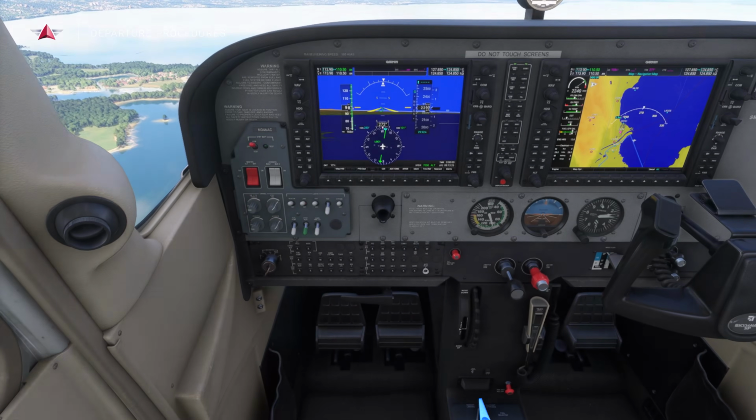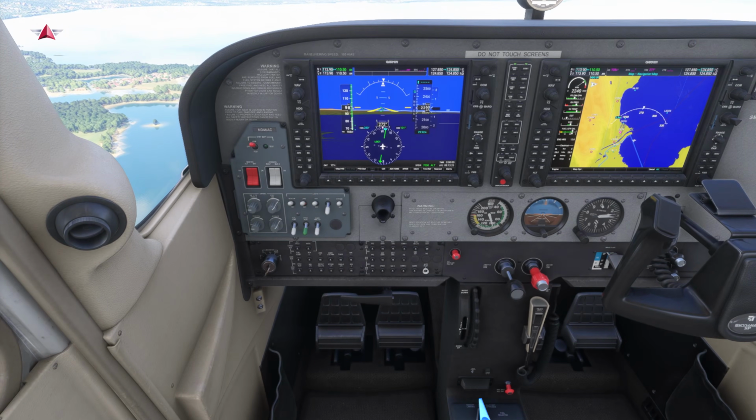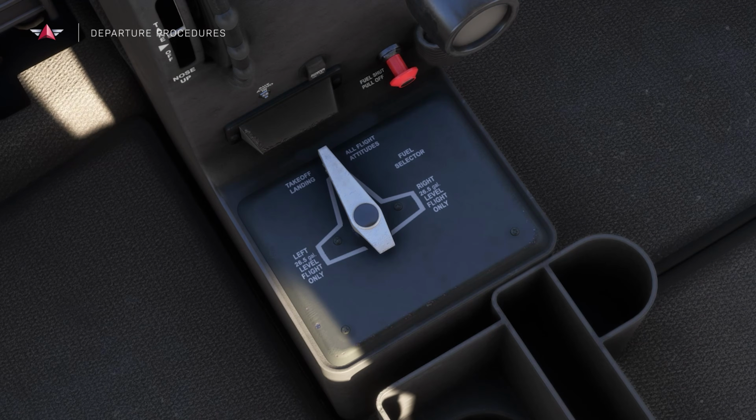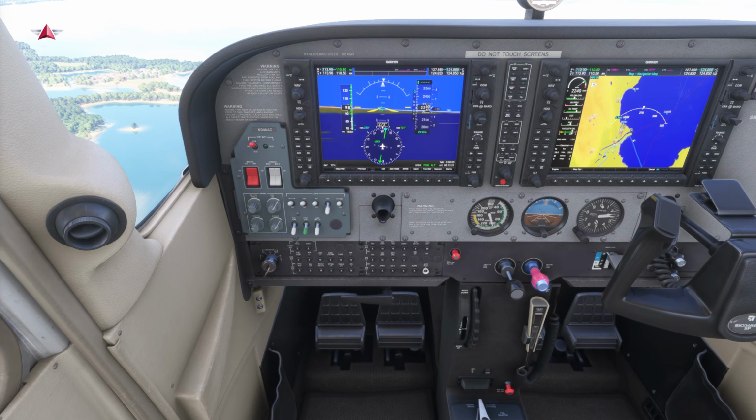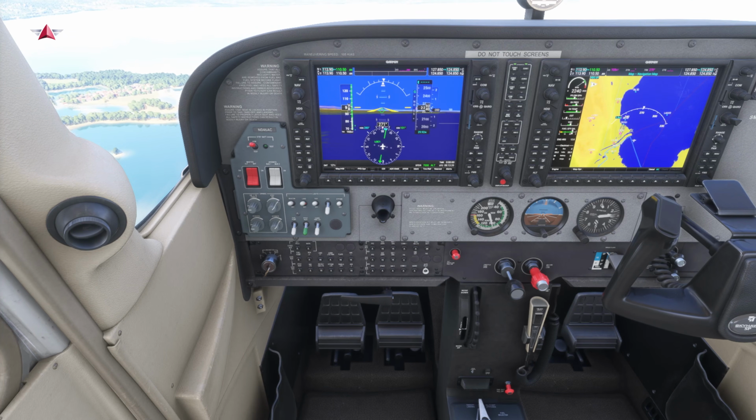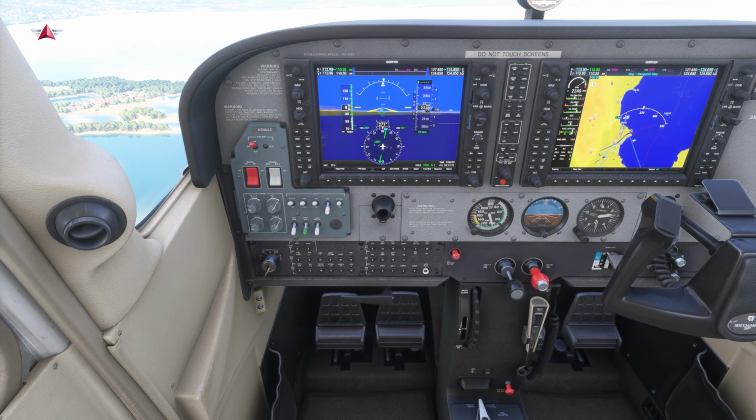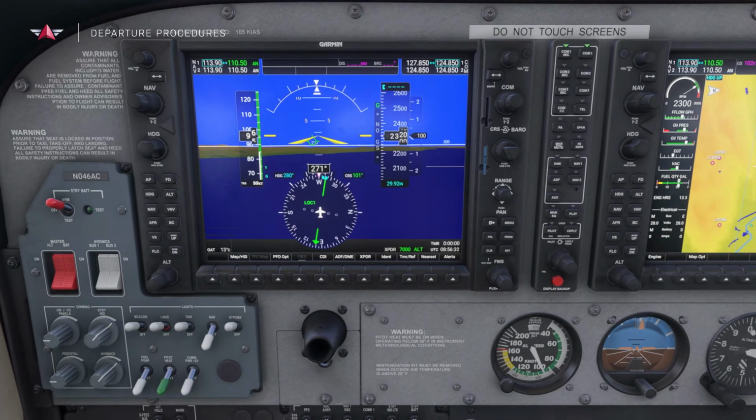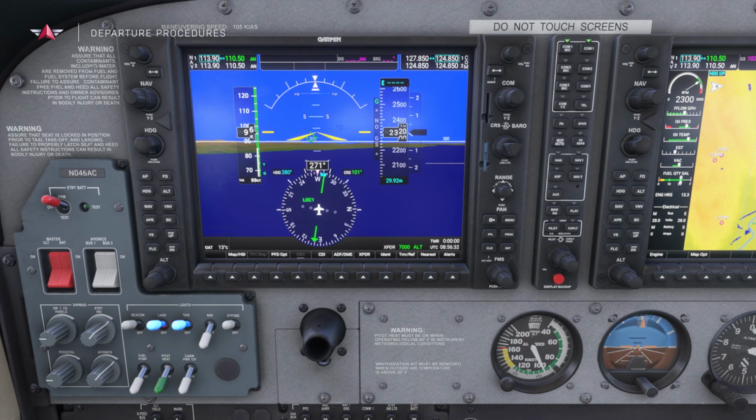Fuel selector, both. And this is in the 12 o'clock position. Having this in both prevents one tank from running dry at an inopportune time. The next item, mixture rich. This gives the engine the best cooling and the best performance at a low altitude. Landing and taxi lights on. This makes us more visible to other traffic.